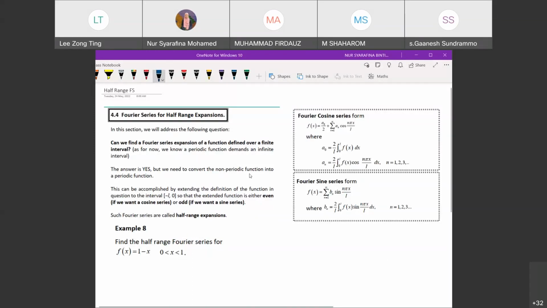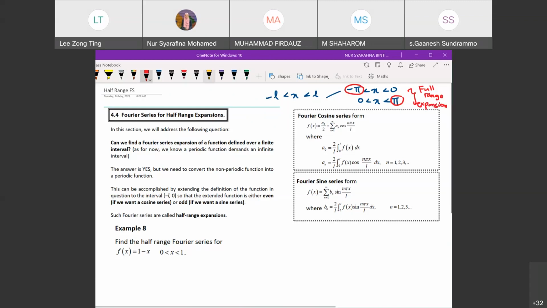Alright, the given range is from minus L to L, remember? Even though it is a piecewise function, let's say from minus pi to 0 and then 0 to pi, the given function is still from minus L to L. So this is for full range expansion. What we have done previously is about full range expansion. As for today, we just want to focus on half range expansion.